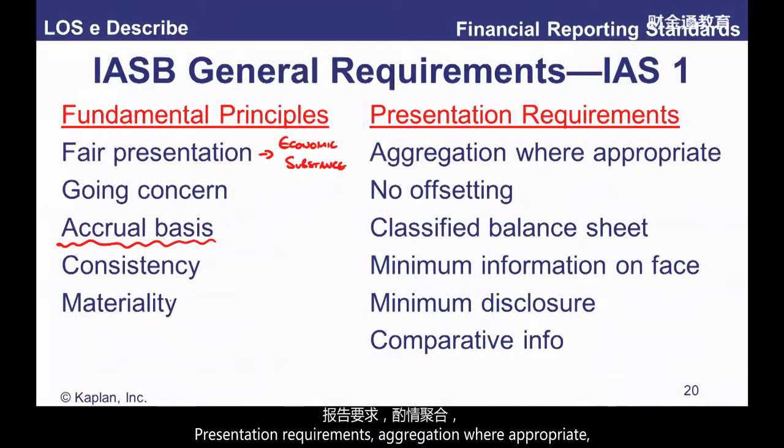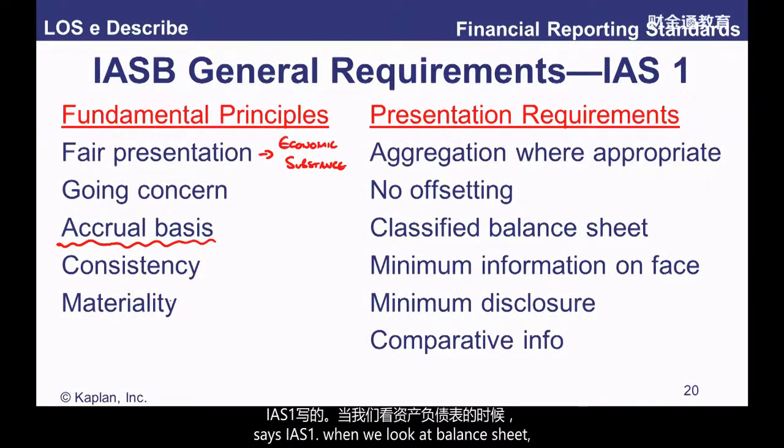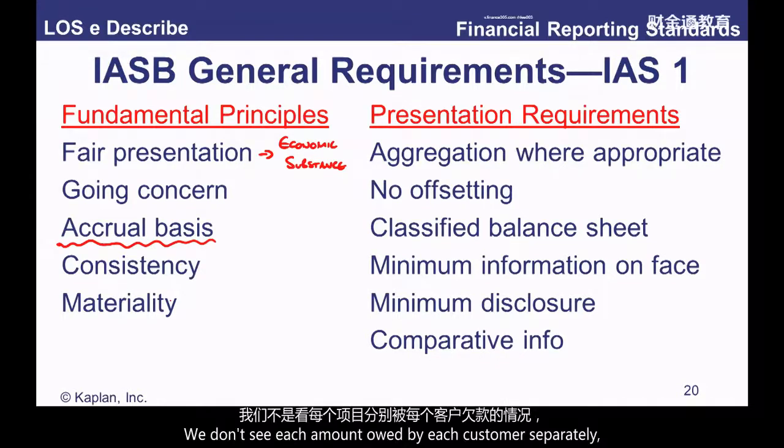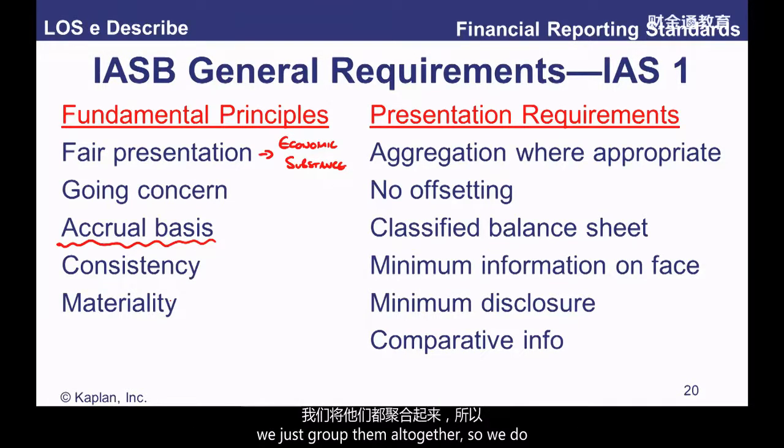Presentation requirements, aggregation where appropriate, says IAS 1. In other words, when we look at the balance sheet, we're likely to see one figure for our trade receivables, our accounts receivable. What we don't see is each amount owed by each customer separately. We're going to just group them all together. So we do aggregate assets and liabilities by their type.